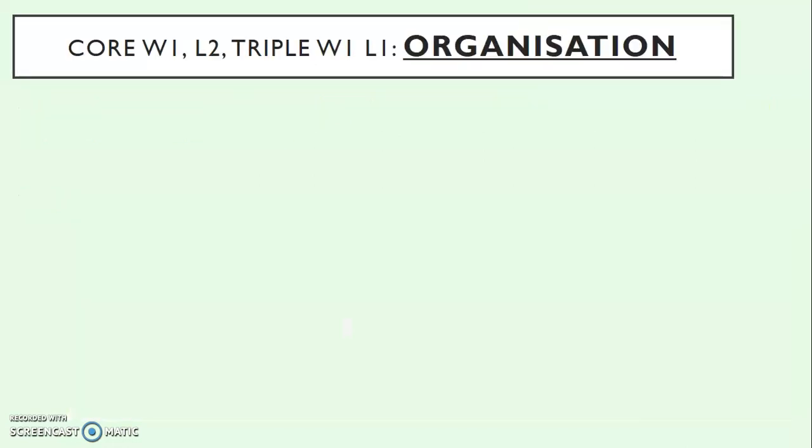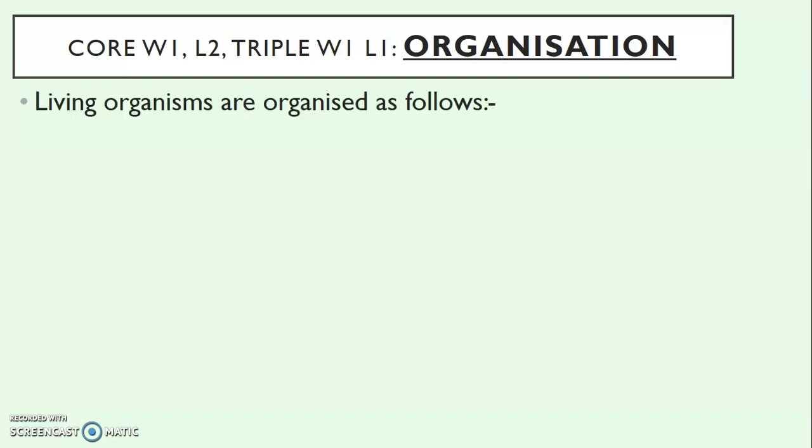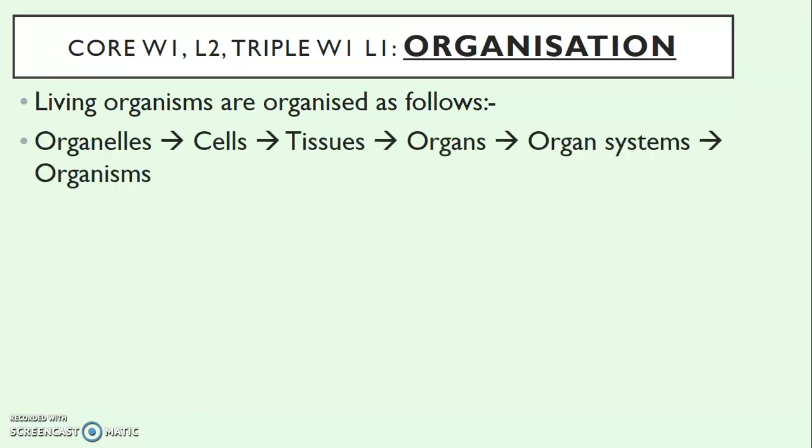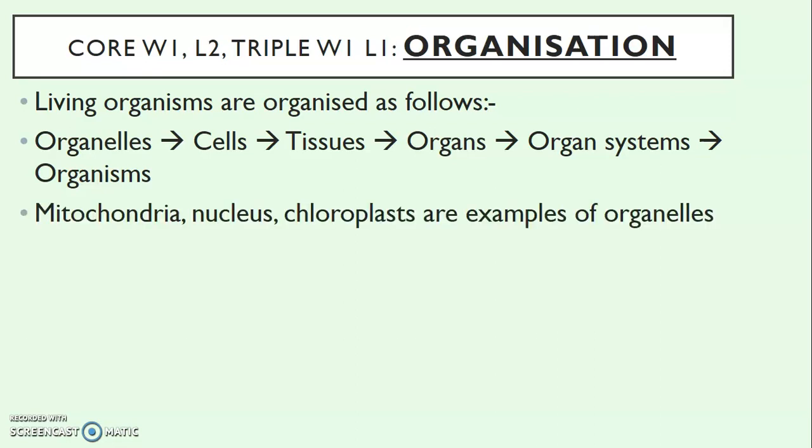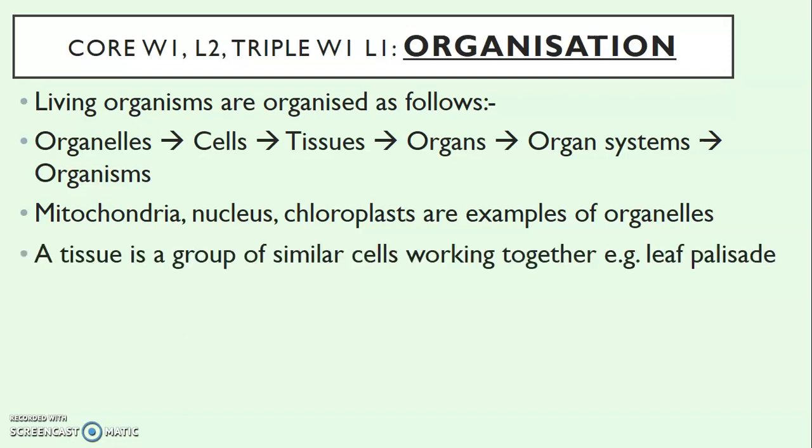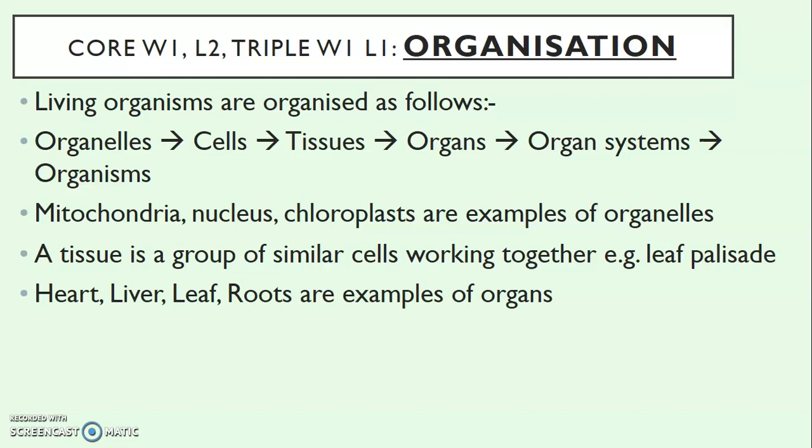So what we've looked at today is organisation, and these are the facts that I'd like you to have. So the living organisms are organised in the following order. Organelles make up cells, cells make up tissues, tissues make up organs, organs make up organ systems, and organ systems make up organisms. Mitochondria, nucleus and chloroplasts are examples of organelles. A tissue is a group of similar cells working together, for example the leaf palisade. And then heart, liver, leaf, roots are all examples of organs.